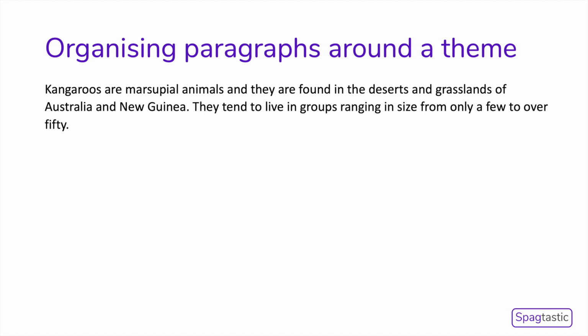Here is a non-fiction text about kangaroos that has been organised into paragraphs. Let's have a look at the information within each paragraph. The first paragraph says, "Kangaroos are marsupial animals and they are found in the deserts and grasslands of Australia and New Guinea. They tend to live in groups ranging in size from only a few to over 50." This paragraph introduces the kangaroo and is about its habitat and group size.